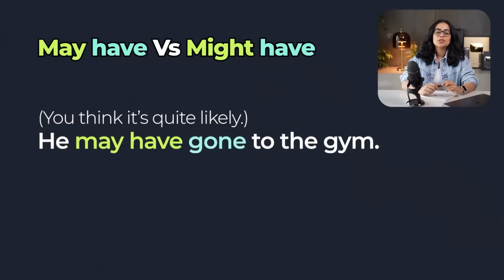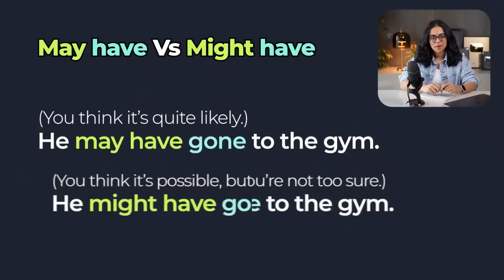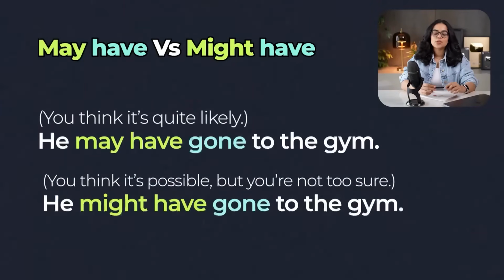He may have gone to the gym. You think it's quite likely. It means you think there are 50% chances that he's gone to the gym. But when you say he might have gone to the gym, you think it's possible, but you're not too sure. It means the possibility is less than 50%. But in real conversation, the difference is very small.